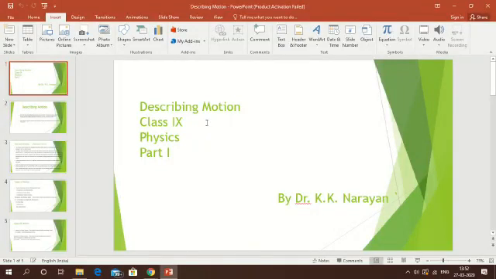My dear students, in the previous lecture we discussed the meaning of physics, its scope and its branches. We have seen that classical physics is subclassified into different parts, that is mechanics, light, and heat, and we are confined to the study of mechanics. Mechanics is the branch of physics which deals with the study of bodies in motion.